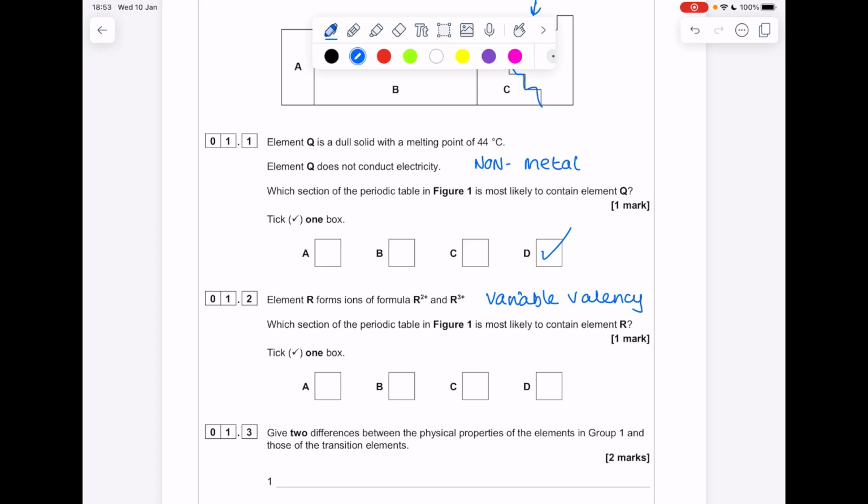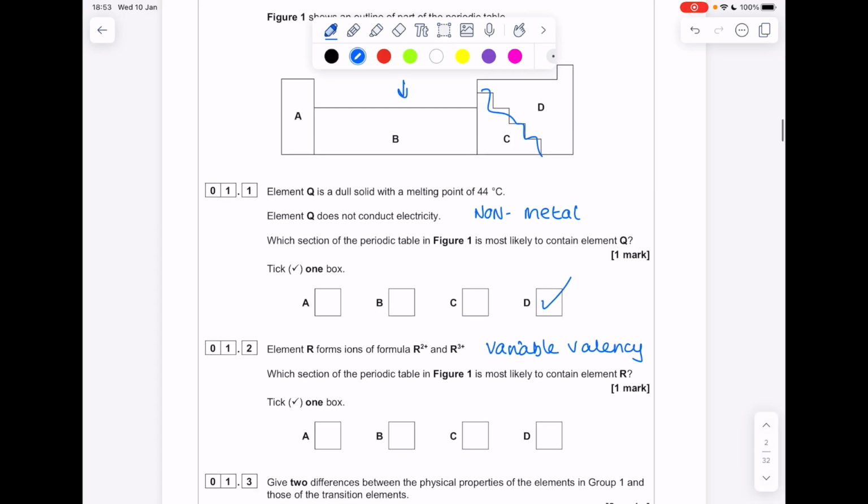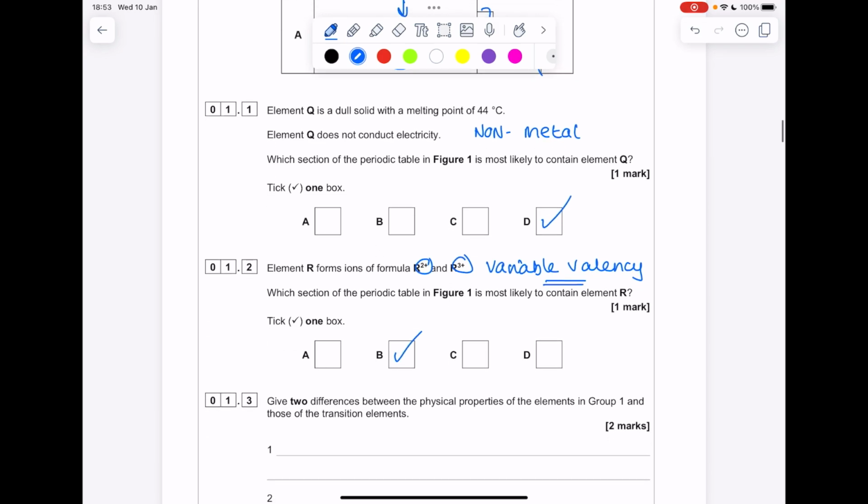Which section of the periodic table is most likely to contain element R? It's a transition element because of that variable valency, that variable number here. So it's going to be here in the transition part, so that's B.